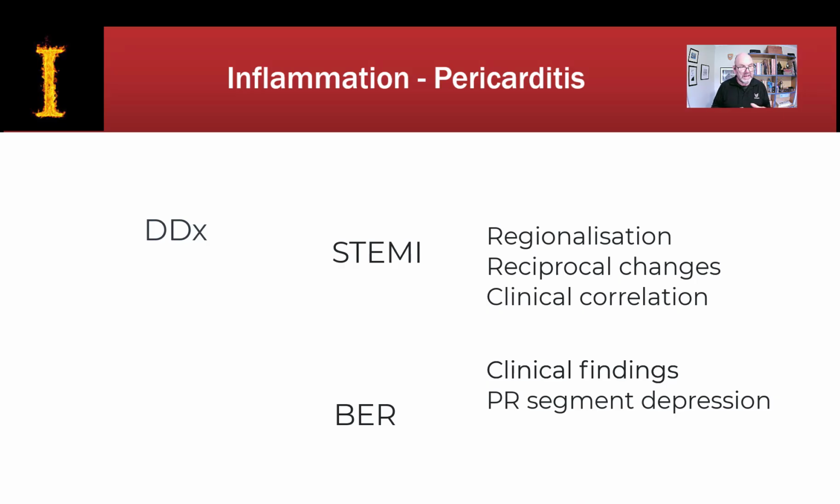An elevated PR segment in lead aVR favours pericarditis. And finally, should the ST segment elevation to T-wave ratio in V6 be greater than 25%, this also favours the determination of pericarditis.